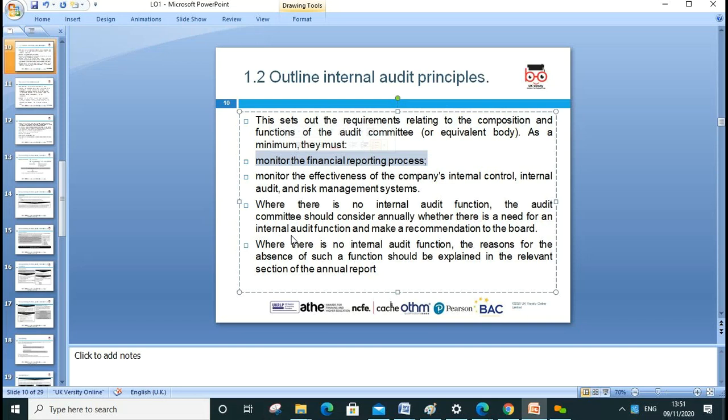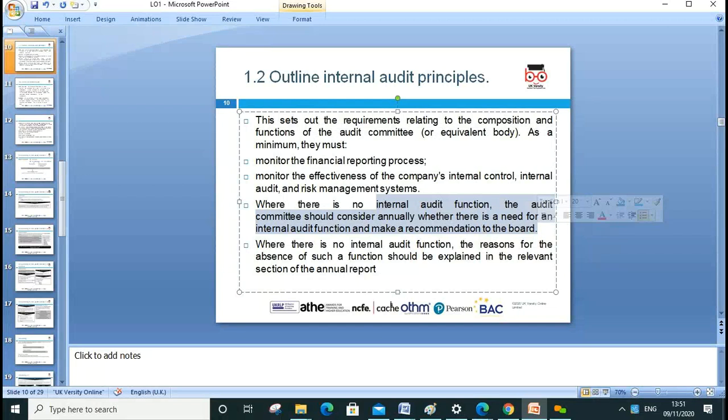Okay. Monitoring the financial reporting process. Who is going to report? How often do you report? In the report, what actions were recommended, and did you take them or not? Monitor the effectiveness of company internal control. Internal audit and the risk management system will help us to minimize the risk. Where there is no internal audit function, the audit committee considers annually whether there needs to be an internal audit function and makes the recommendation. So even your external auditors can advise you to set up the internal audit department.